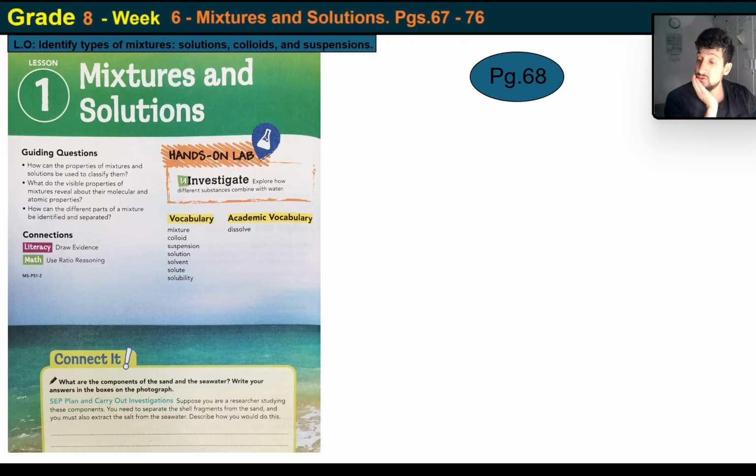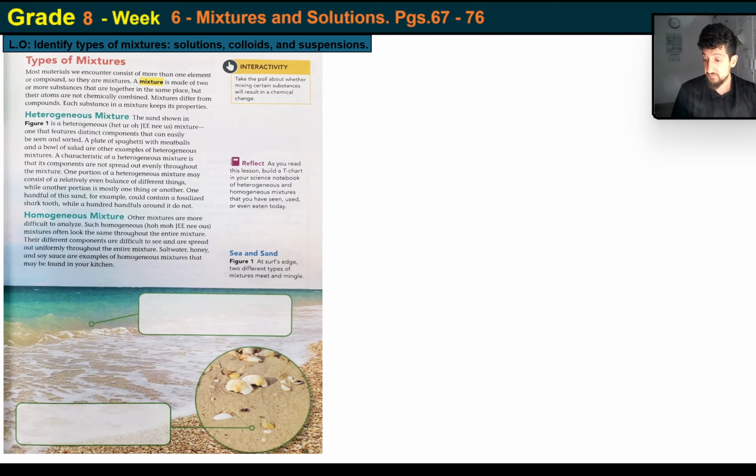So we are going to be distinguishing between different types of mixtures, solutions, colloids, and suspensions. We're going to be talking about different ways of separating mixtures. We are going to be talking about these words over here: mixtures, colloids, suspensions, solutions, solvents, solutes, and solubility. And by the end of today, hopefully you'll know what these words mean and how to use them and where to use them. Right, let's have a look.